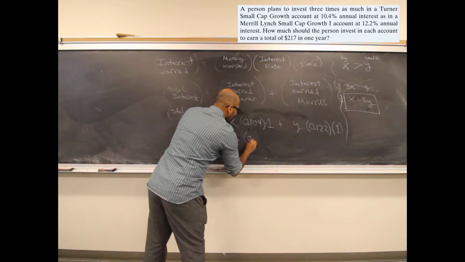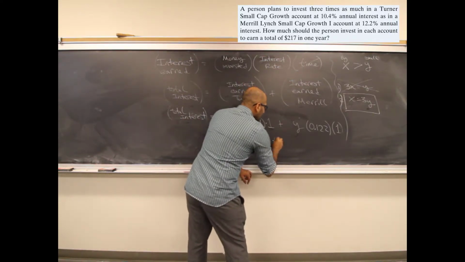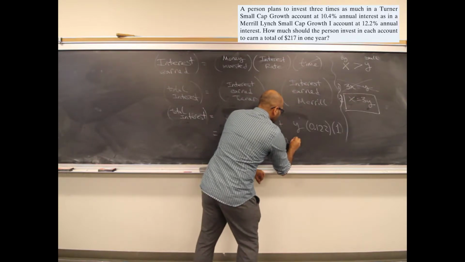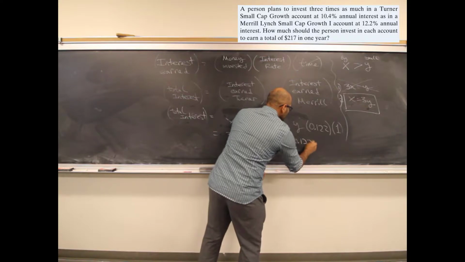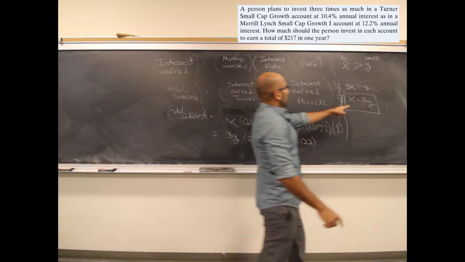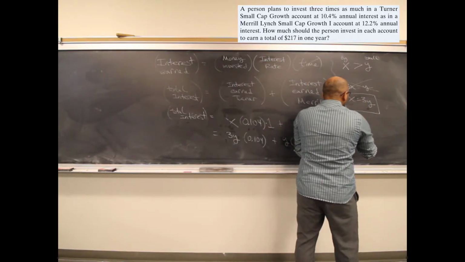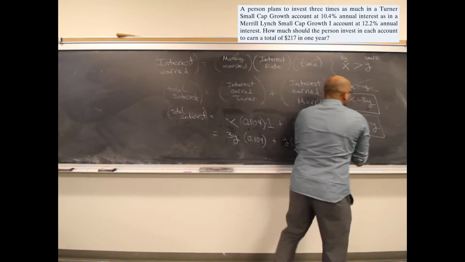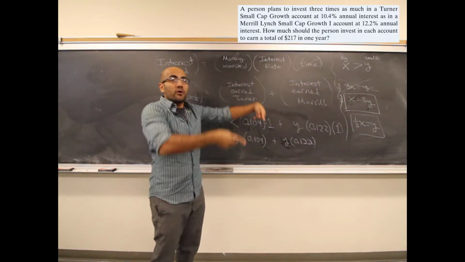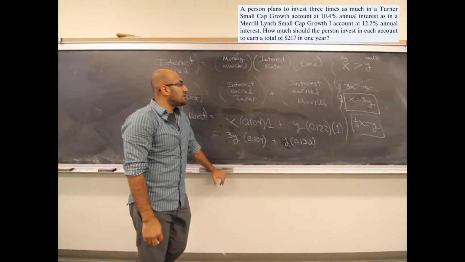3y times 0.104, I don't need the times 1, plus y times 0.122. I could have also chosen to divide both sides by 3. So another statement that is also true is that 1/3 x is equal to y. Another thing that's true. Right? Take the big number, divide it by 3, it should be equal to the little number. 1/3 x equals y.